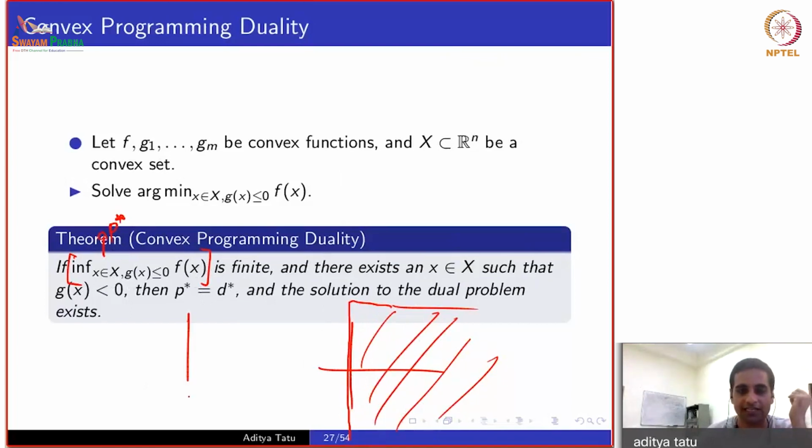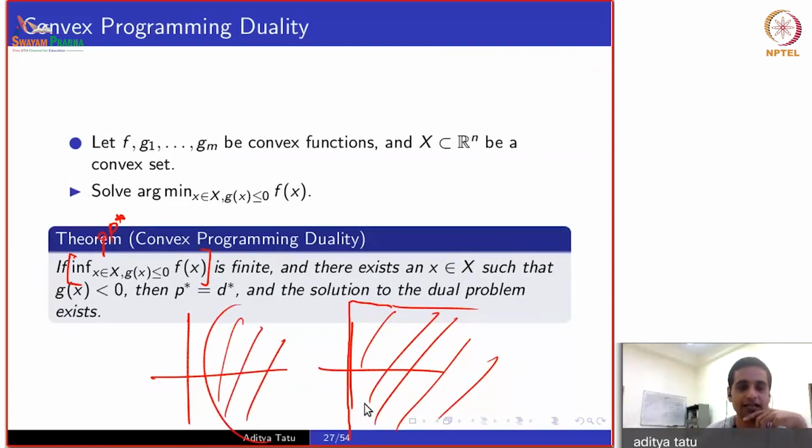Okay, or I can take another set like this. There is no intersection at all with the y-axis. So this infimum does not exist or is positive infinite. As far as this P star is finite and that there exists an x such that g(x) is strictly negative.